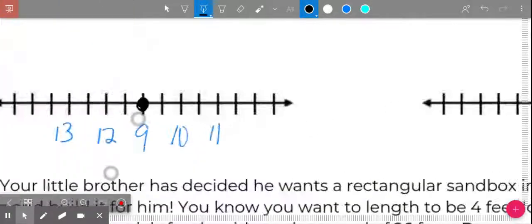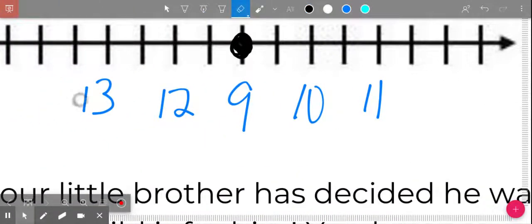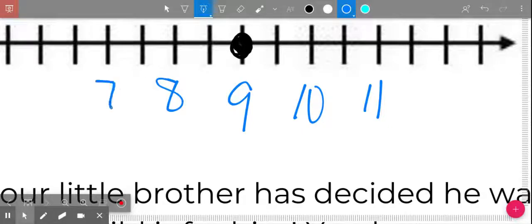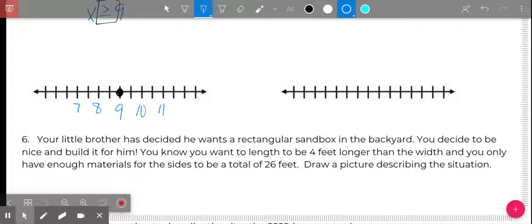Oh shoot, I totally messed up that number line. My bad, guys. So we had 9, 10, 11, and then smaller numbers are going to be 8 and 7. All right, well, hopefully I don't mess up any more like that.